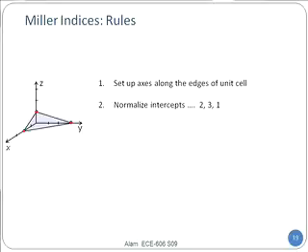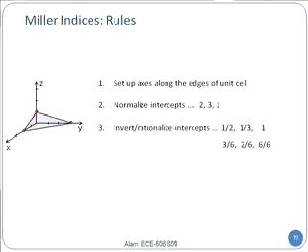So the first step would be to normalize the intercept. For example, on the x-axis, you see I have the intercept of 2. Do you see that? On the y-axis, how many? 3. And z-axis, 1. So I have 2, 3, and 1. I'm giving you the algorithm, how the naming comes about. Now you invert it. So 2 becomes half, 3 becomes 1/3, and 1 becomes 1.